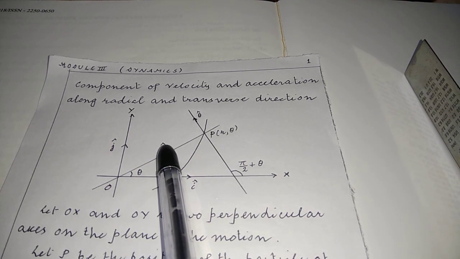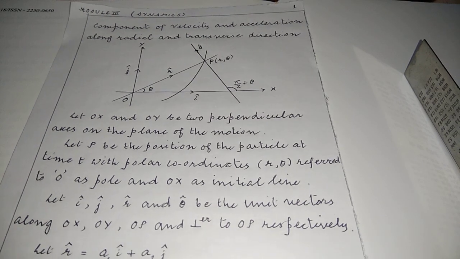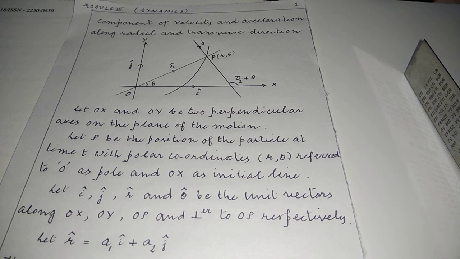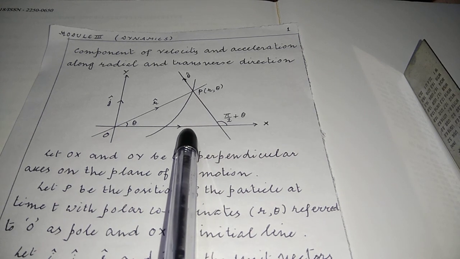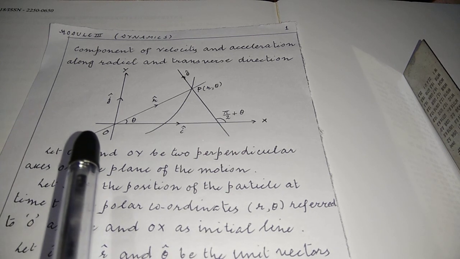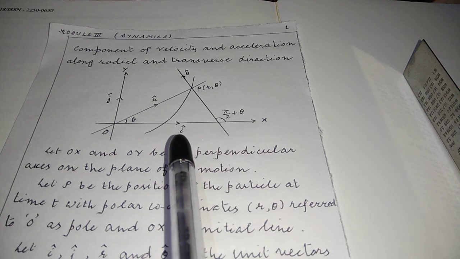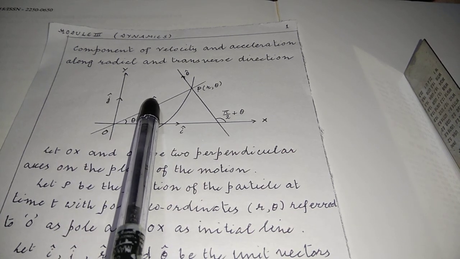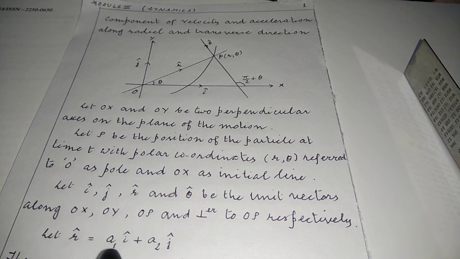Now this unit vector r cap we can resolve into two components. If we resolve it into component form, we can write a1 i cap plus a2 j cap. From P, if you draw a perpendicular on the x-axis, along the x-axis the unit vector is i cap, so the direction is i cap and the magnitude along the x-axis we consider a1. In the same way, from P, if you draw the perpendicular along OY, the unit vector is j cap, so the vector along it we consider a2 j cap. So this r cap, by the addition law of vectors, we can write as a1 i cap plus a2 j cap.